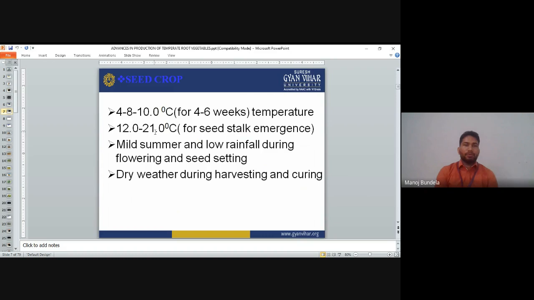For seed growth, 4.8 to 10 degrees centigrade temperature for 4 to 6 weeks is needed. For stalk emergence, 12 to 21 degrees centigrade is needed. Mild summer and low rainfall are needed during flowering and seed setting. The weather should be dry during harvesting and curing.